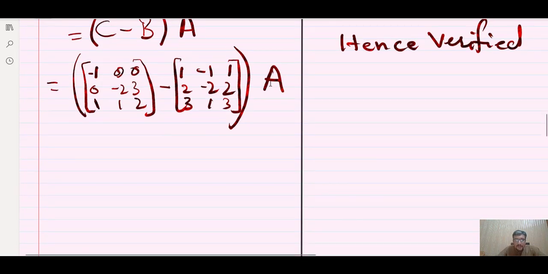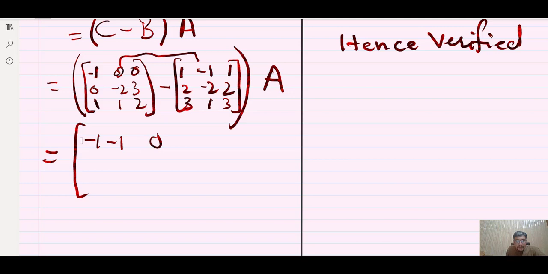I don't have space here, that's why I'm writing A. It is also fine, you can do this as well. Later on you can substitute the values. So minus 1 minus this value, so minus 1 minus 1. This 0 is going to subtract from this 0. This minus and this minus will become plus 1.